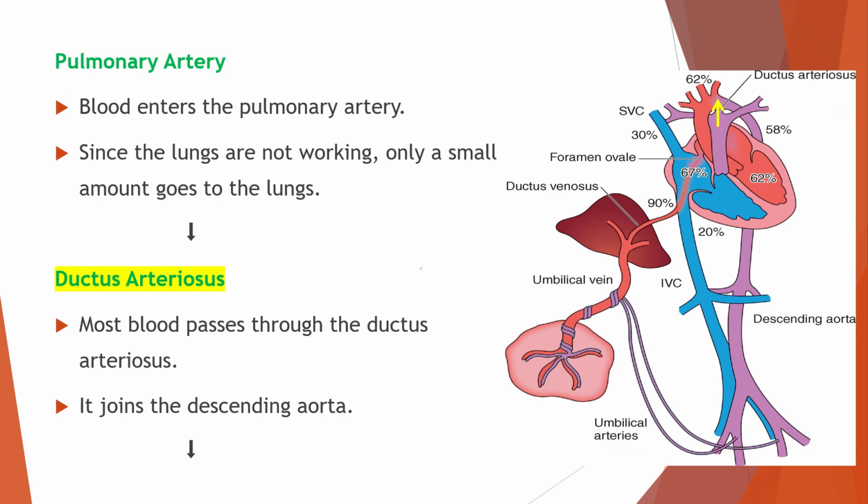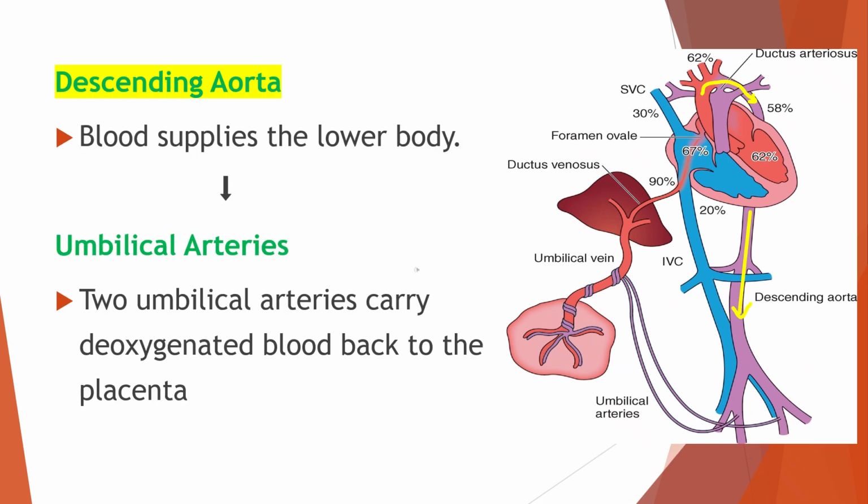What happens to the remaining blood? It passes through another special fetal shunt called the ductus arteriosus. This blood vessel connects the pulmonary artery directly to the descending aorta. So instead of going to the lungs, most of the blood bypasses the lungs and enters the descending aorta. From the descending aorta, the blood is distributed to the lower part of the baby's body.